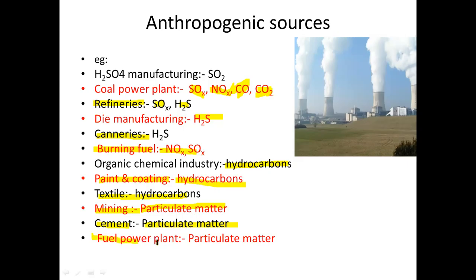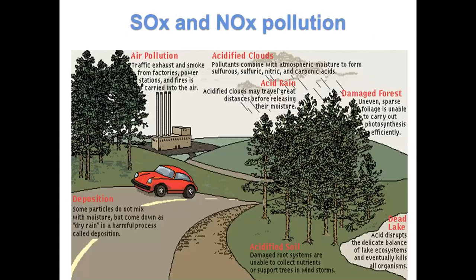Then in fuel power plants also, particulate matter can be emitted. It may be the renewable energy sector, such as a dendro power plant. When we use dendro power plants, or when we use fuelwood, then particulate matter, suspended particulate matter, can be emitted into the atmosphere, which causes air pollution.